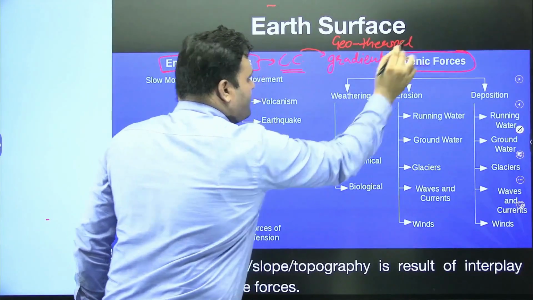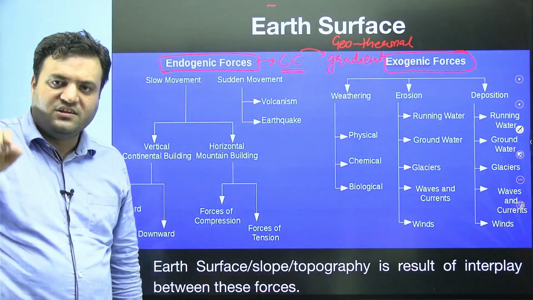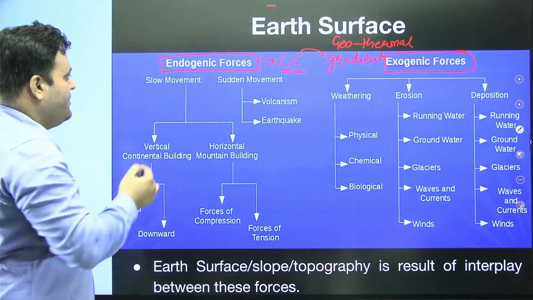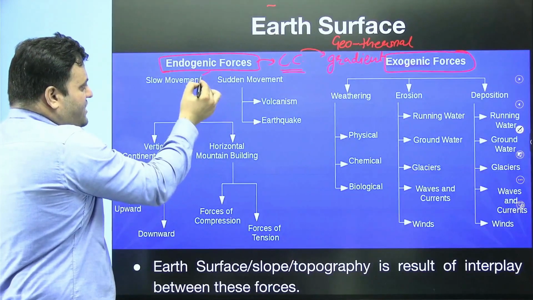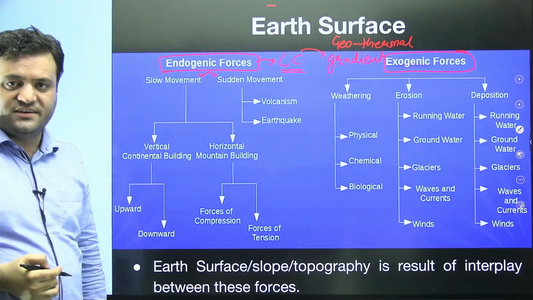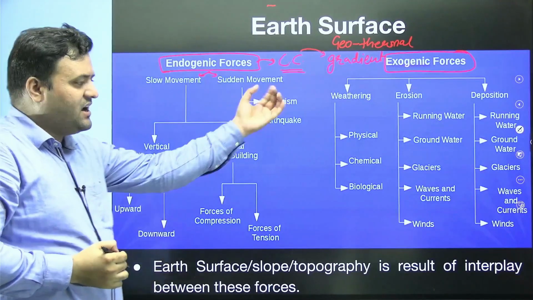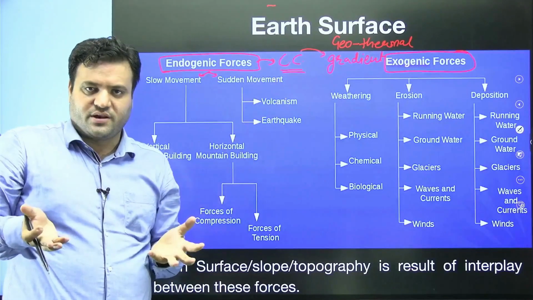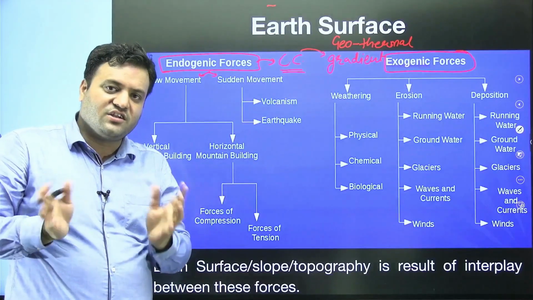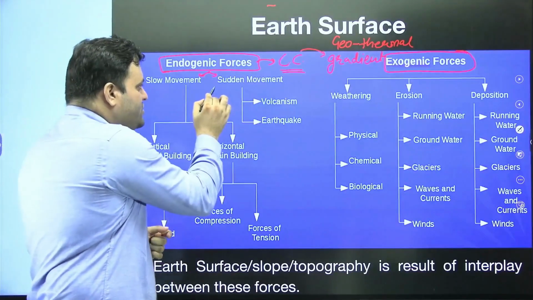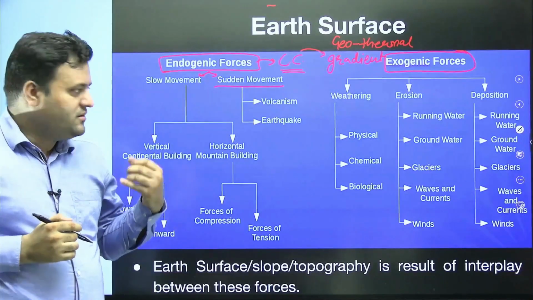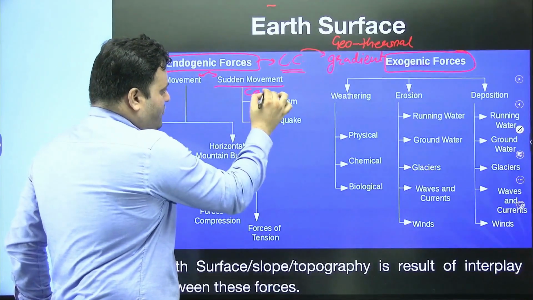Geothermal gradient from the center towards this. Okay. So here in these endogenetic forces, based on the intensity, sometimes these convectional currents are stronger, sometimes they are slower. So when the convectional currents are stronger, that will result in the sudden movement of catastrophism. And this is being known as what? Catastrophe.